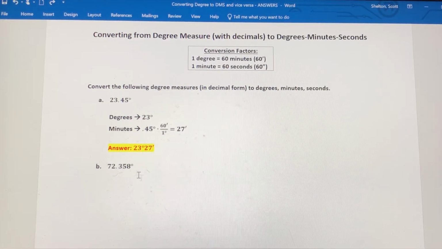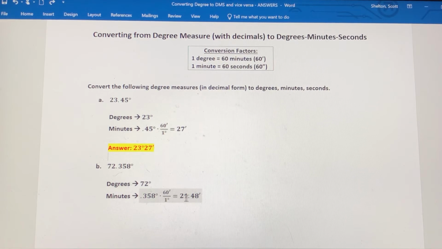Let's do another one. We've got 72.358 degrees, okay? So we've definitely got 72 degrees, okay? Now, in order to find the minutes, we're going to take what's after the decimal, this 0.358, and we're going to multiply by this conversion factor again, by 60 minutes over 1 degree, okay? So 0.358 degrees times 60 minutes over 1 degree, the degrees cancel out. When you multiply 0.358 times 60, you get 21.48 minutes, okay?